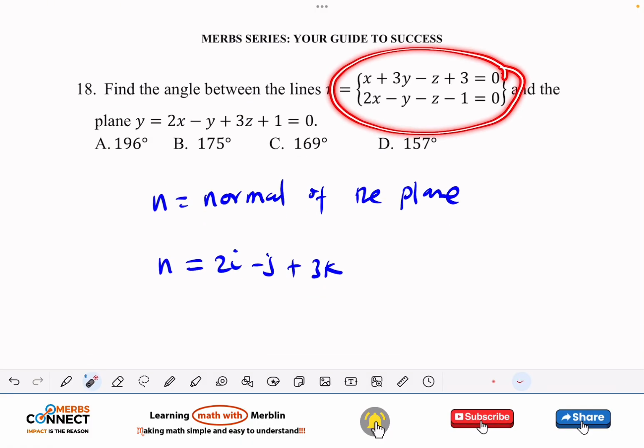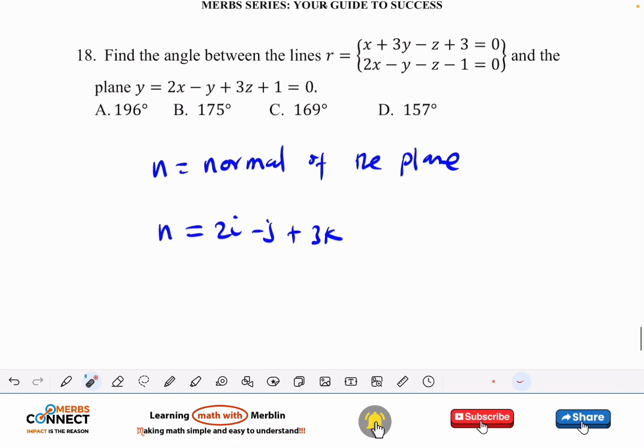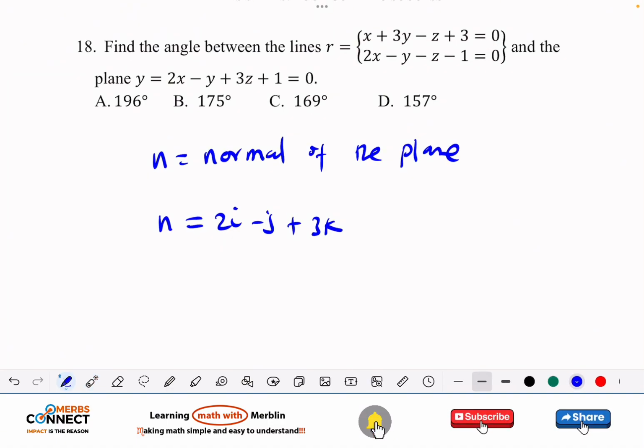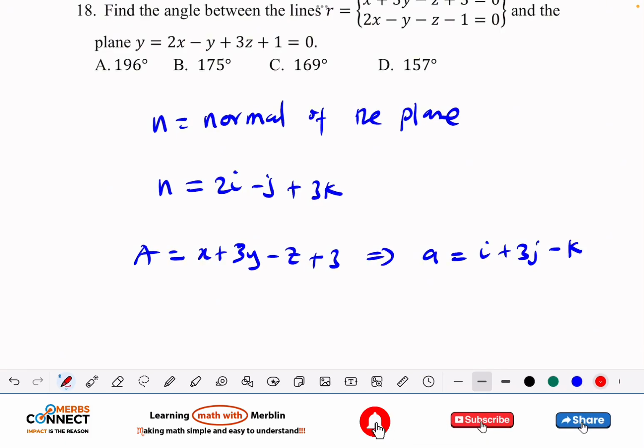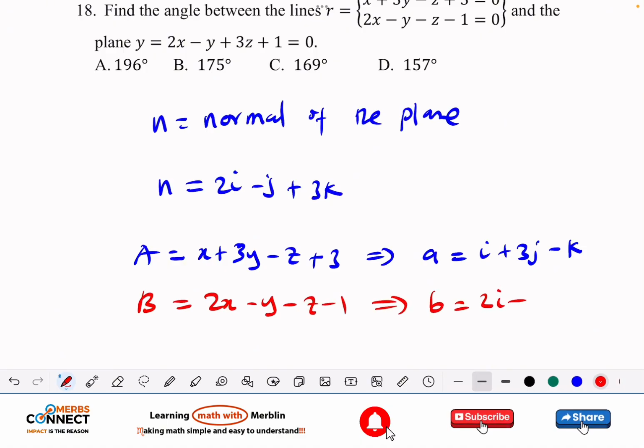So I need to combine this one together. So I have this line here, I have another line here. So I'm going to write this one. Let me see, the first one is A. So I'm going to have x plus 3y minus z plus 3, and this implies that small a is equal to i plus 3j minus k. Then I can pick the last one to be b, which is 2x minus y minus z minus 1. And this implies that small b is 2i minus j minus k.